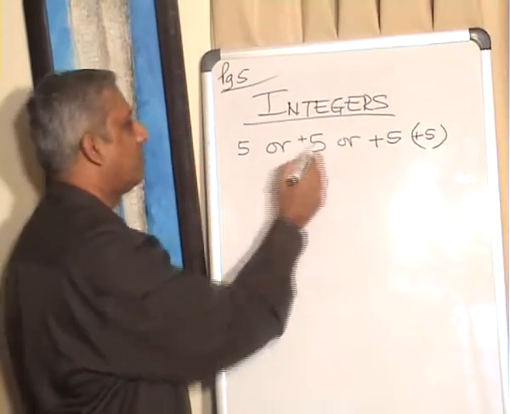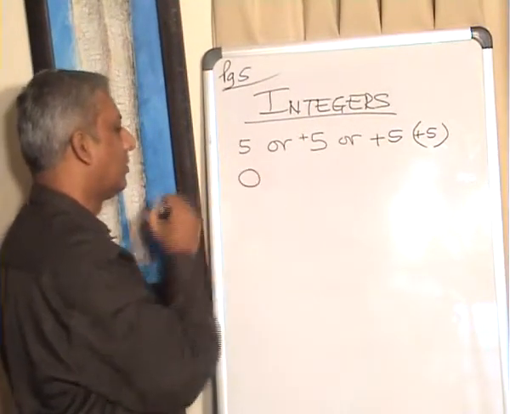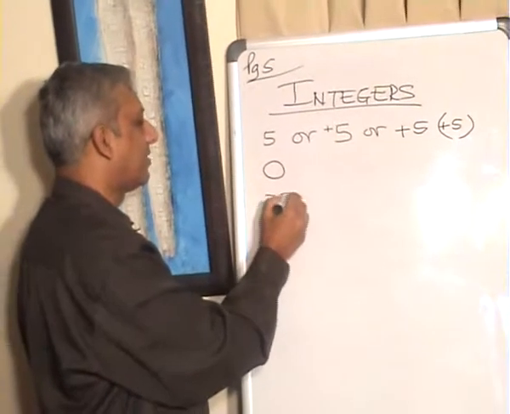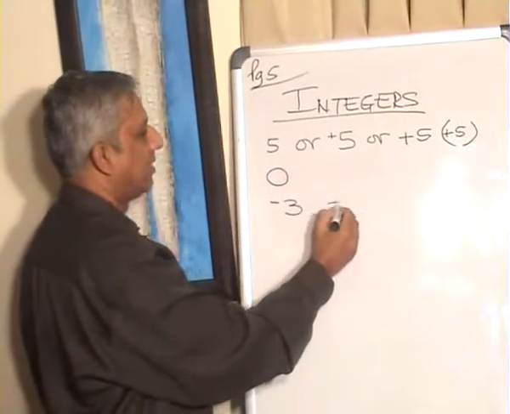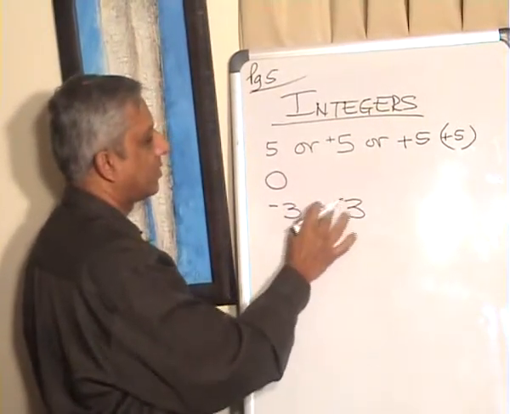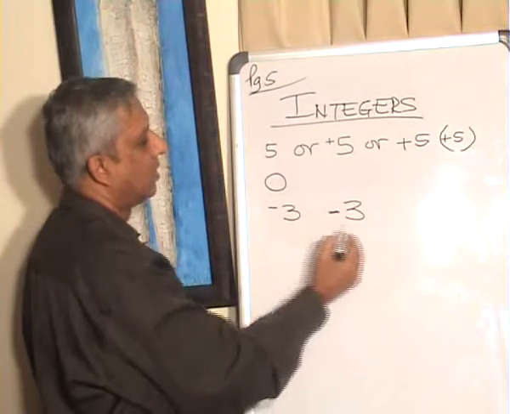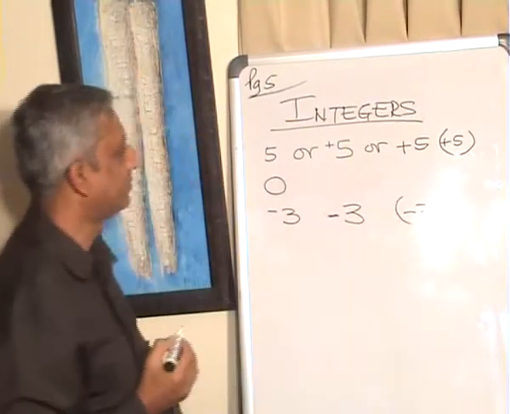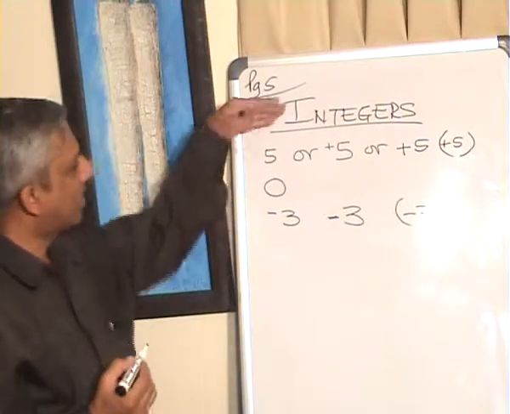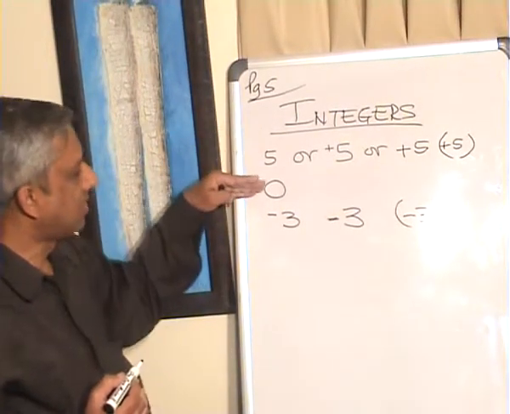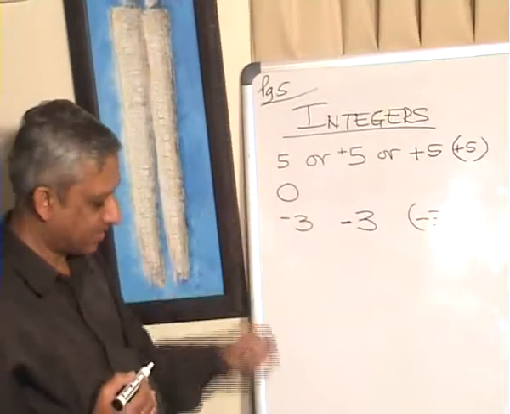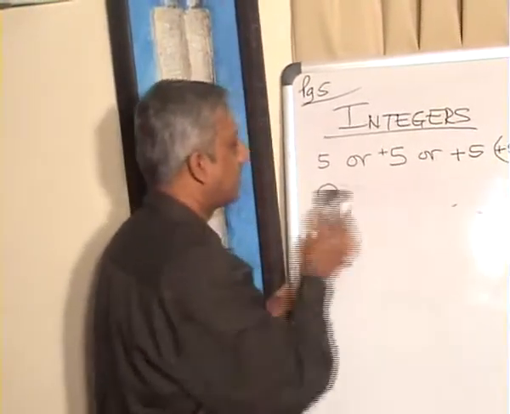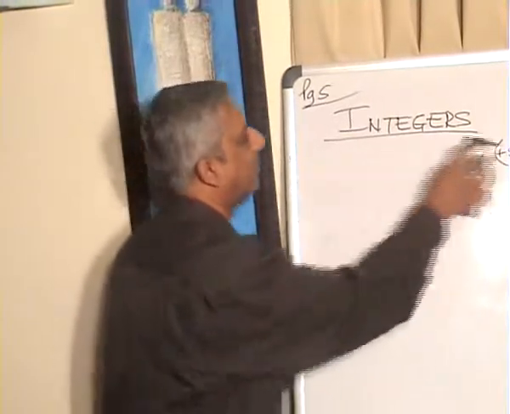So integers are positive numbers, 0, and negative numbers. For example, negative 3 can be written like that, negative 3 can be written like that, with the negative in the middle, or it might be written with a negative sign and inside the bracket. So integers are positive numbers, 0, and negative numbers. Now integers are represented on a number line.